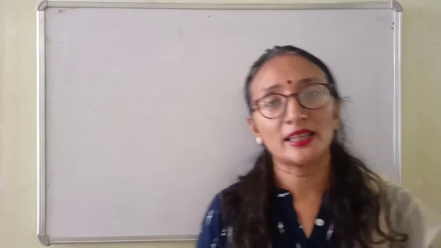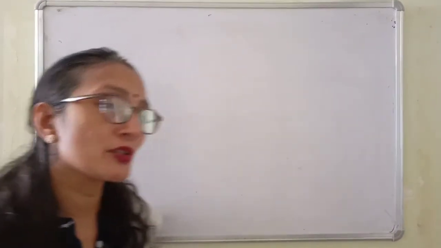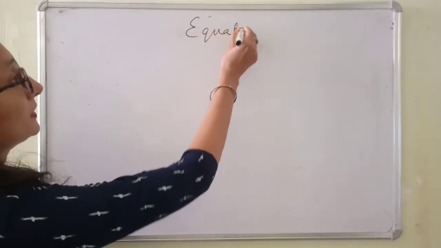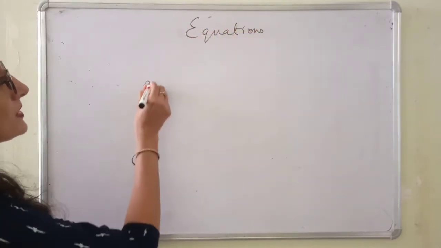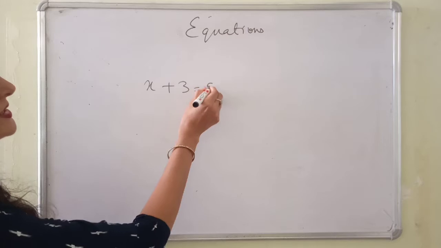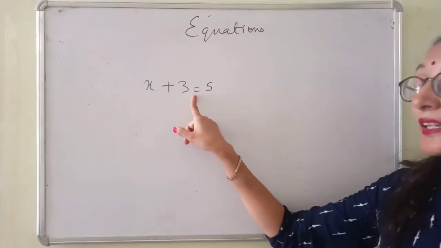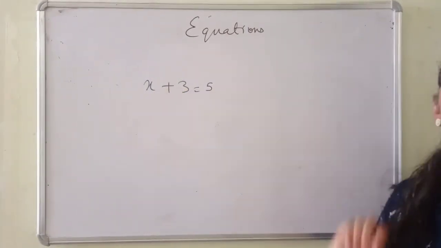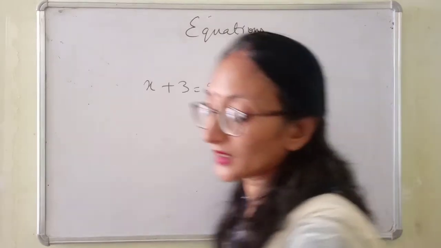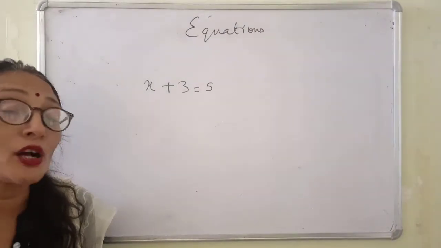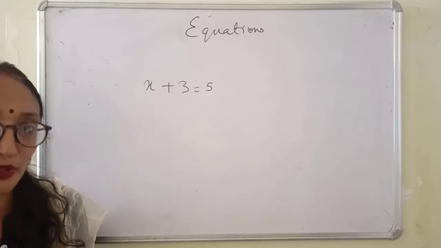Equation means something which carries an equal sign, some constants, variables and operators, of course. So we can say x plus 3 is equal to 5. This is a simple equation as it contains an equal sign, a variable, constants and operators. Okay, so this is called a simple equation. Now the next step is how to find the value of the variable.